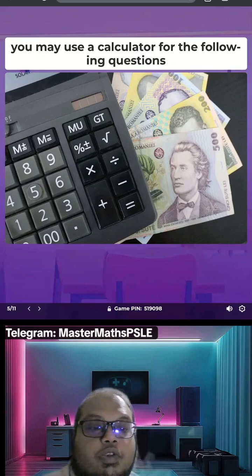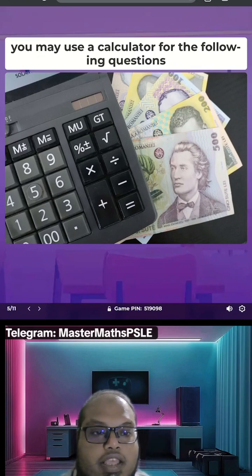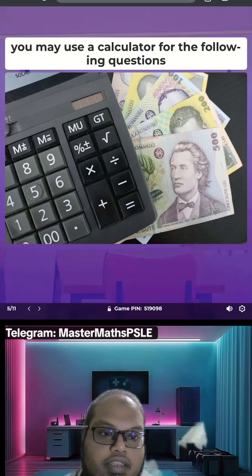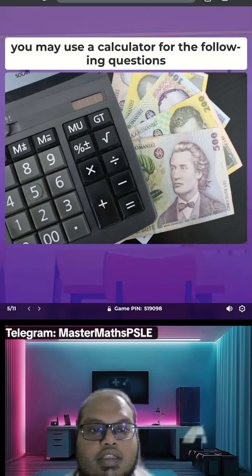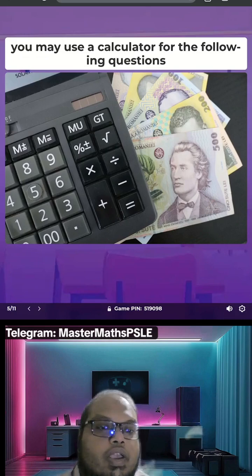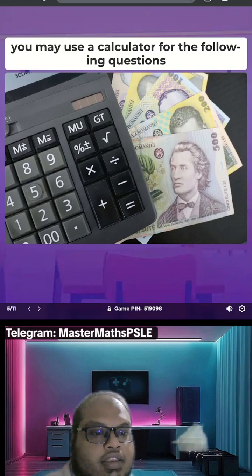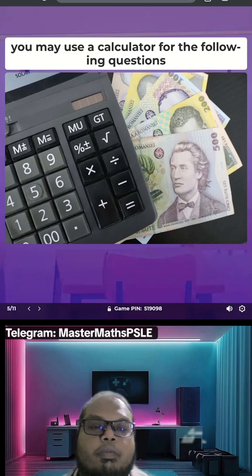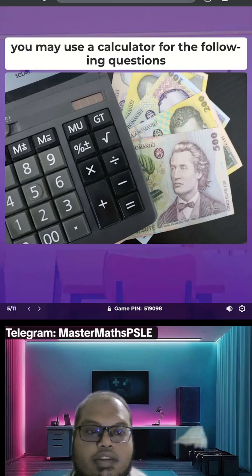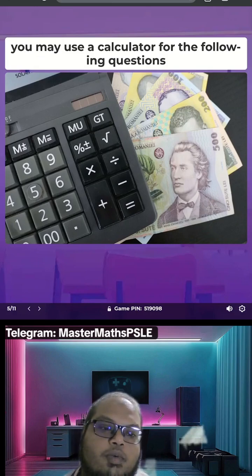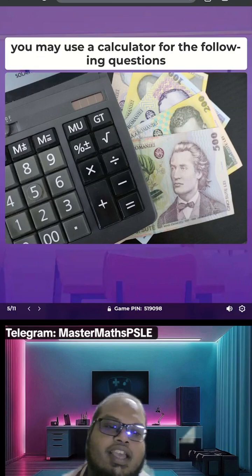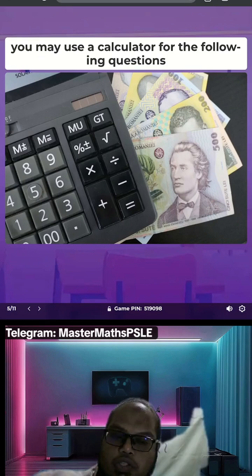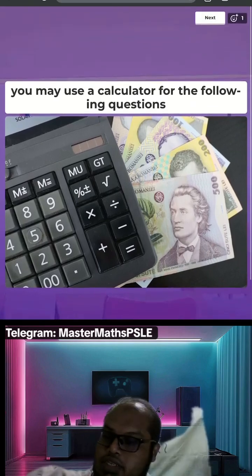Alright, so now you can use a calculator. Okay, go get calculators and all that. Oh, okay. Okay, that's a good method. Very good. Why are you spelling out the alphabets now? Okay, now let's go on to the next question.